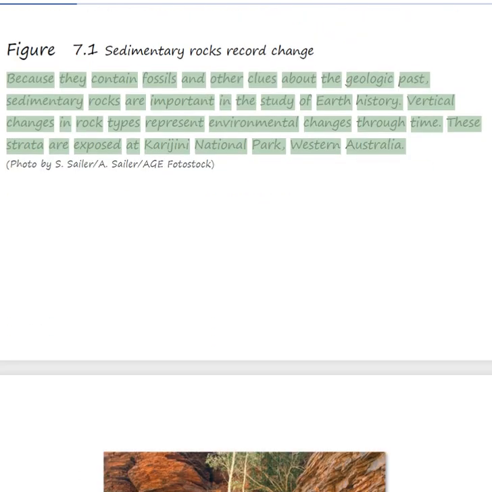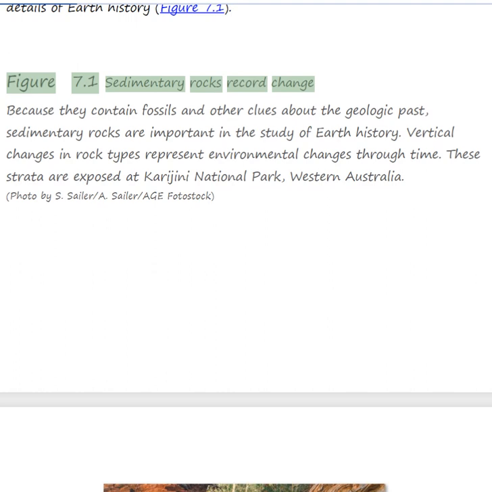Because they contain fossils and other clues about the geologic past, sedimentary rocks are important in the study of Earth history. Vertical changes in rock types represent environmental changes through time. These strata are exposed at Karijini National Park, Western Australia. Figure 7.1 Sedimentary Rocks Record Change.